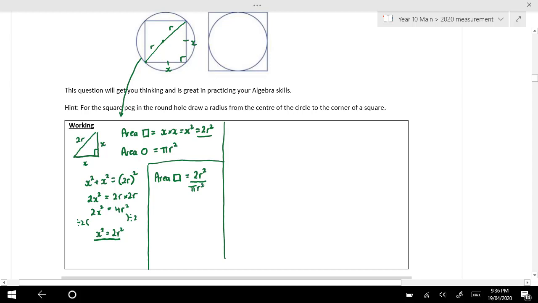Now, what do you notice? That those r squareds are going to cancel. And in actual fact, we've got 2 over pi. Now, that's going to be a number. We know, though, that 2 is going to be less than pi because pi is around about 3.14. But if I was to do that in a calculator, I'll do that just quickly, 2 divided by pi. I'm going to get some decimal answer for that. So 2 divided by pi is 0.6366.